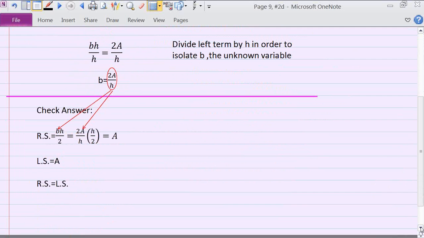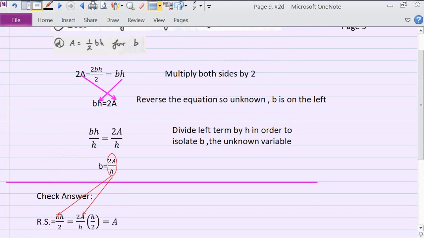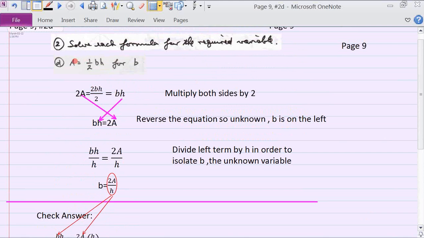Now there is a way to check the answer here. If we go back to the original equation, when we check, we always check with the more complicated side.